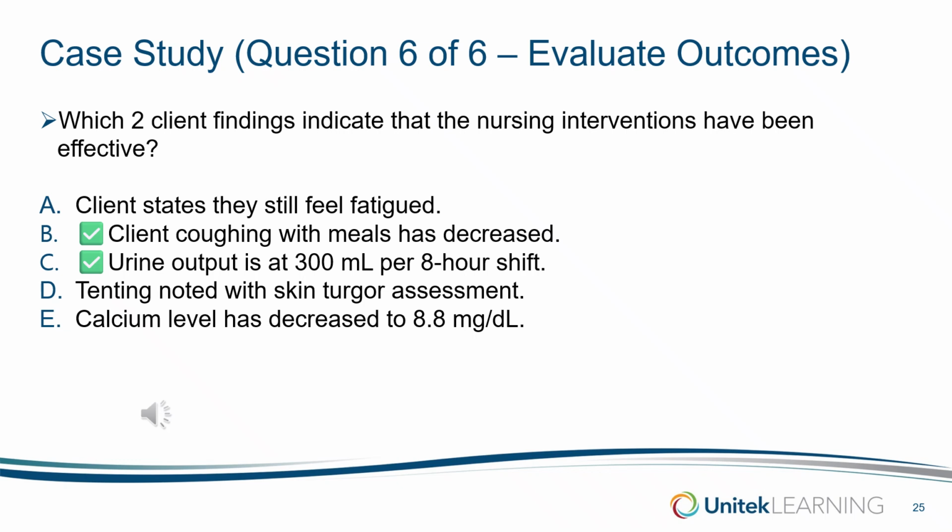Let's look at the incorrect responses. The client states they still feel fatigued. We want to see the client's activity level return to normal as the nutrition and hydration problems are corrected. Tenting of the skin turgor indicates an ongoing dehydration. Calcium level of 8.8. This is not directly related to the primary nursing goals or problems identified for the client. An outcome evaluation tip: focus on functional improvements and symptom relief. Ask yourself, what has changed for the better based on what I did?